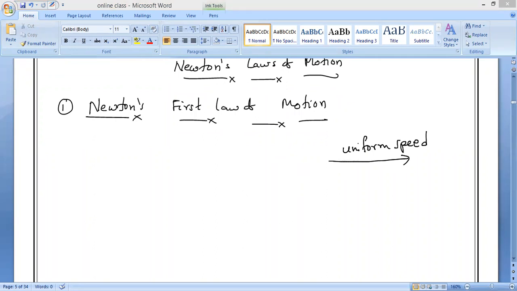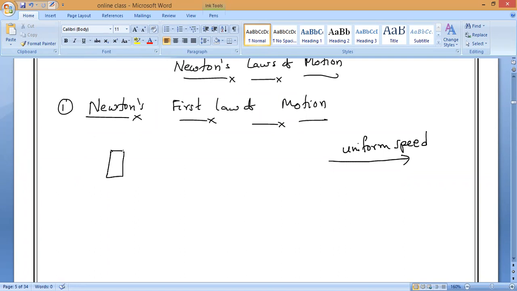Understand, guys? Unless you apply an external force, the body which is in a state of rest stays at rest. Suppose I keep one box here. Today I will see, tomorrow I will see, day after tomorrow I will see. Unless some person comes and pushes, is it possible for this box to move by itself? Please respond. No, sir. So the box which is at rest remains in a state of rest.